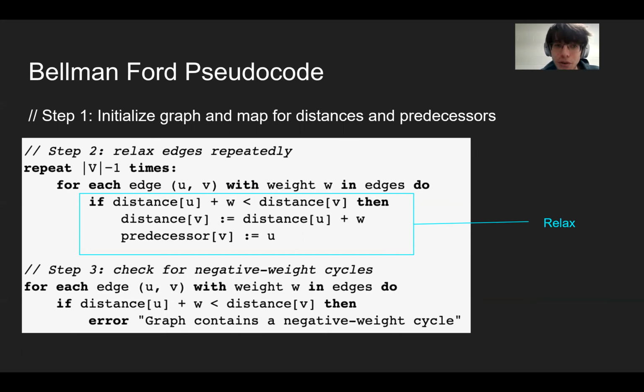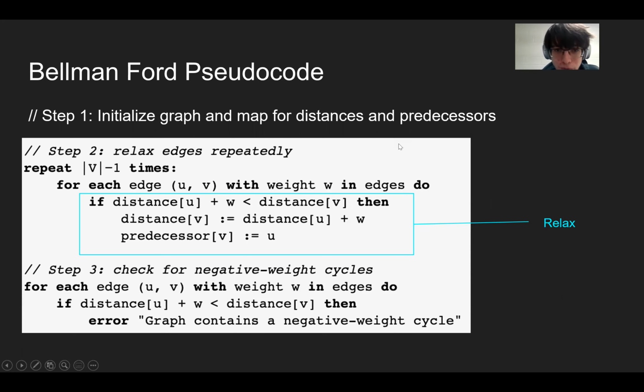So step one is to initialize the graph and map for the distances and predecessors. Just as with Dijkstra's, similar so far. Step two is you relax edges repeatedly. So v minus 1 times, you're going to try and relax all the edges in the entire graph. And then step three is you make one pass in which you look at all the edges in the graph. And if for any of them you actually still make another update, there has to be a negative weight cycle. And so it fails. And that's how we know that. And that's a good thing that we can identify.